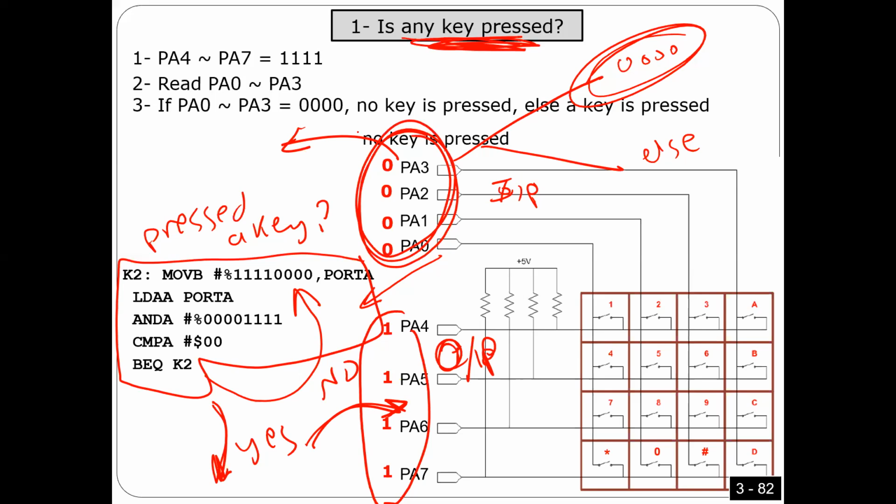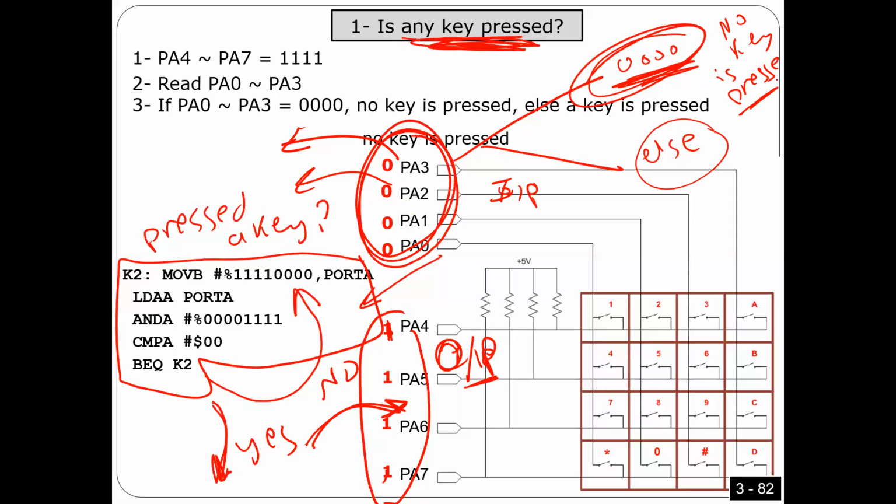Okay, so let me say it again, guys. In the first part of this code, I wanna see if you pressed any button. The way I'm gonna do it, I'm gonna output 1 1 1 1, so this one has to be output. And then I'm gonna read these four input pins. When I read these 4, there are 2 cases: 0 0 0 0 or something else. If it is 0 0 0 0, it means no key is pressed.